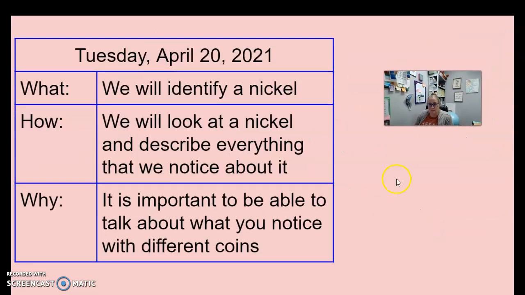So let's review what we talked about with our nickel. Today we identified a nickel. We looked at a nickel and described everything that we noticed about it. And we did this because it's important to be able to talk about what we see on different coins. That's what helps us identify them.